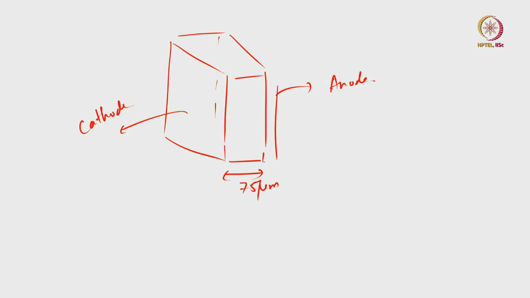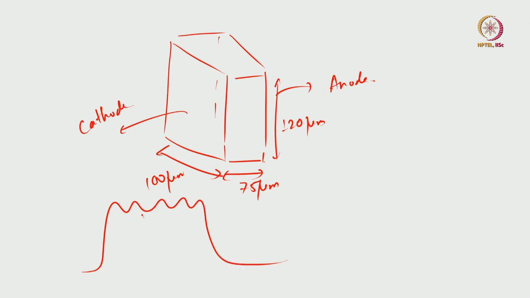Okay, and this is how the typical dimensions look, for instance. So, he took a piece of gallium arsenide, and this side is your cathode, the other side is your anode, of course, and this dimension could be say 75 micron. This dimension, this is gallium arsenide by the way, could be say 120 micron, and this dimension could be say 100 micron. So, when you pulse voltage, the output current they saw was oscillating like that. There is an oscillation on the output current.